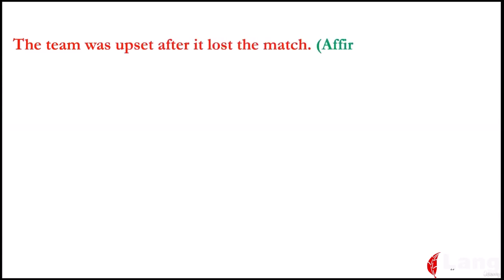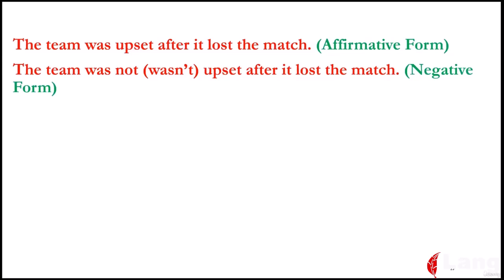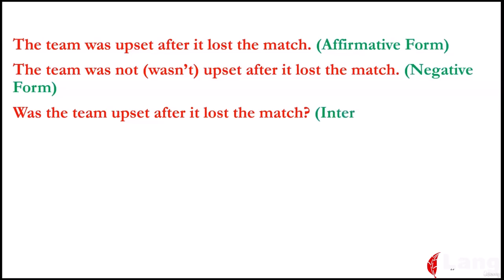The team was upset after it lost the match. This is the affirmative form. The negative form is, the team was not upset after it lost the match. We can use the contraction wasn't instead of was not. The interrogative form is, was the team upset after it lost the match?